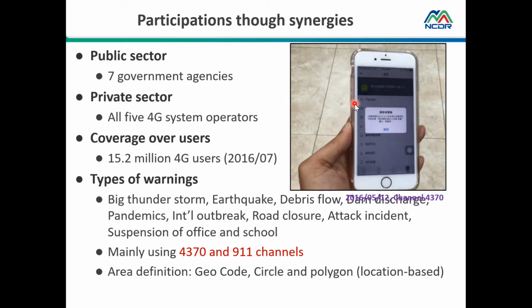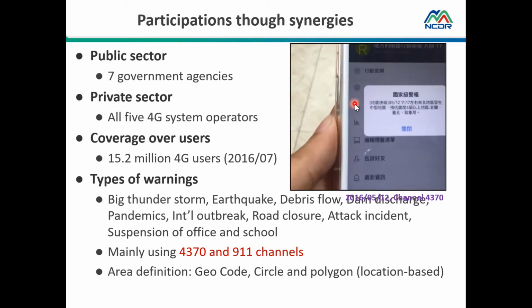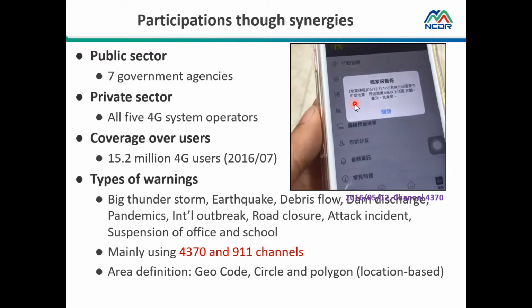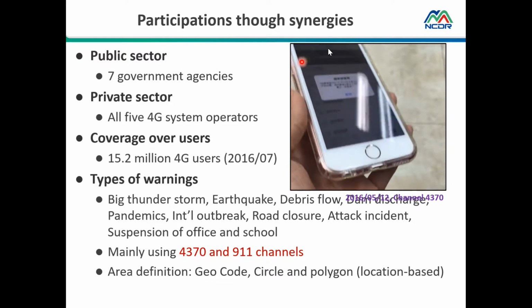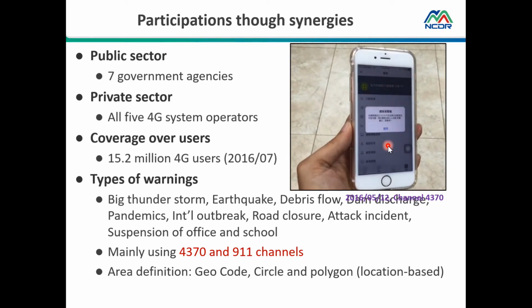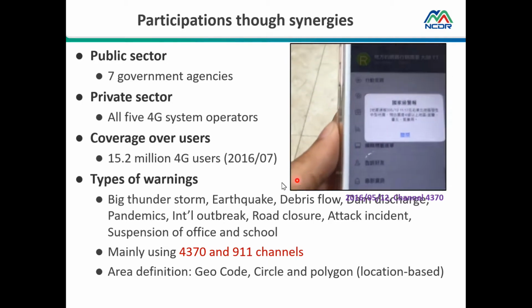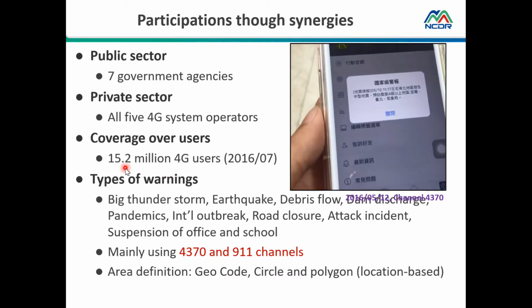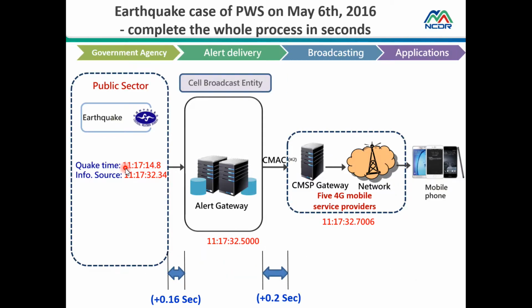This is one example. If next time you travel in Taiwan, you find your iPhone rings in this way, and on the top one message shows up, it means an earthquake, because you see the number here. The number of users is already over 50 million. So if we can send an alert through the mobile phone, it will reach all the end users.